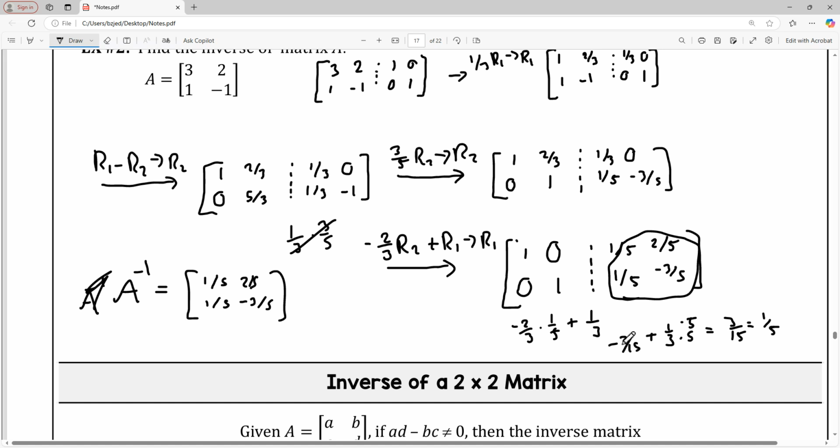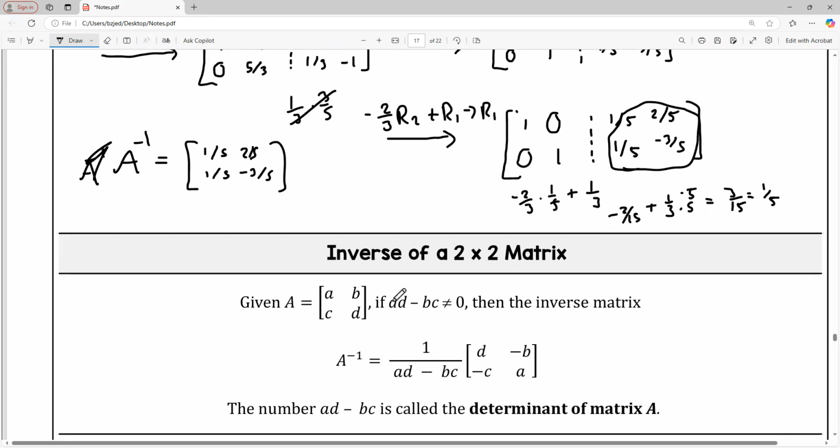Okay, I hear you. That's too much work. There's no way we're ever doing that again. If it's a 2 by 2 matrix, I have good news for you. You don't have to. If it's anything bigger than a 2 by 2 matrix, this is the best way to do it, what we just did. But if it's a 2 by 2 matrix, there's actually a formula.